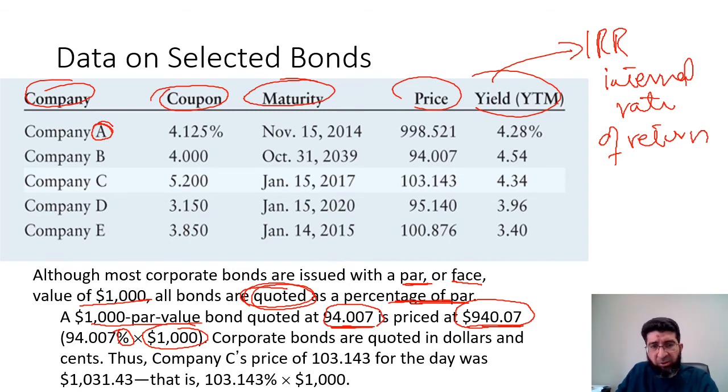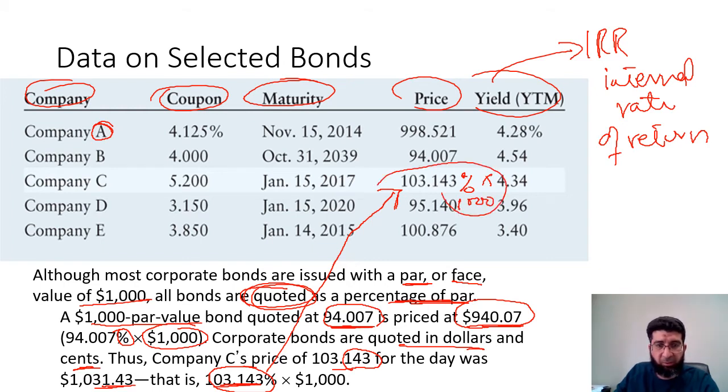Corporate bonds are quoted in dollars and cents. Thus company C's price of 103.143 for the day was 1031.43. That is, 103.143% multiplied by 1000. You can see that this is quoted in percentage. However, when you calculate the price, you have to convert it into thousands, which means you take the percentage and multiply it by 1000, and you will get 1031.43, which is the bond value or price.